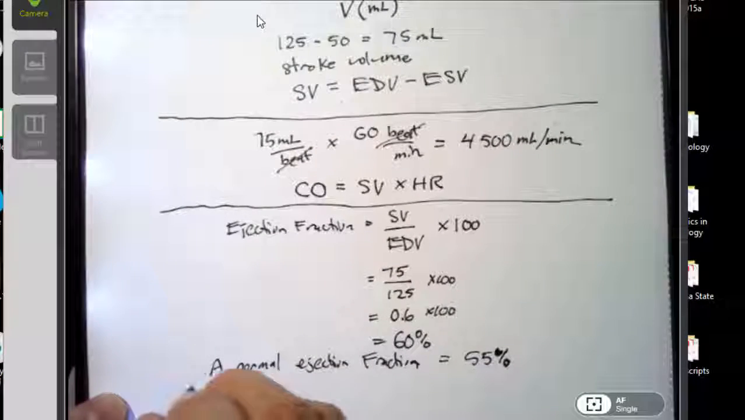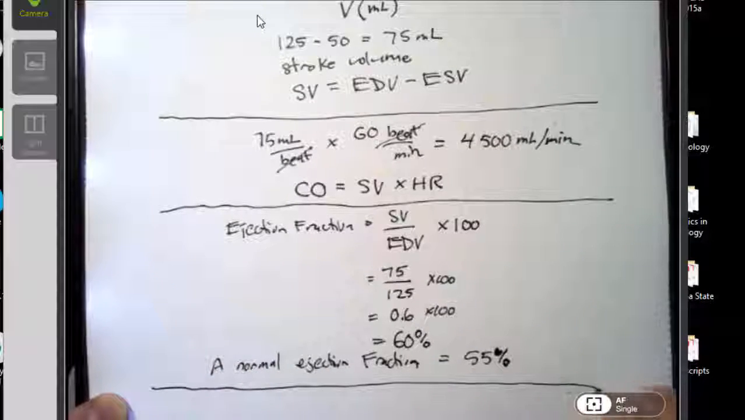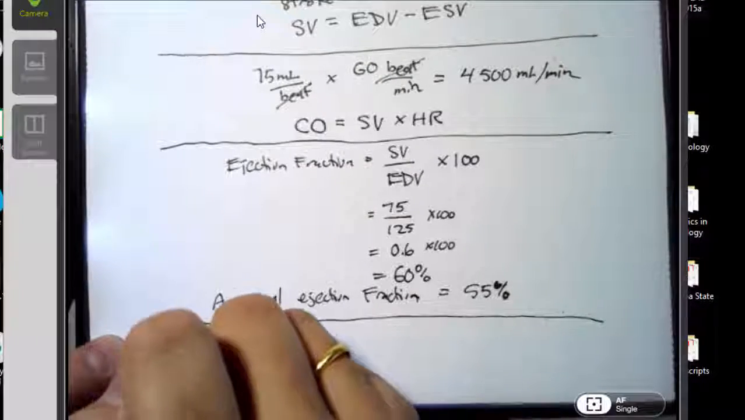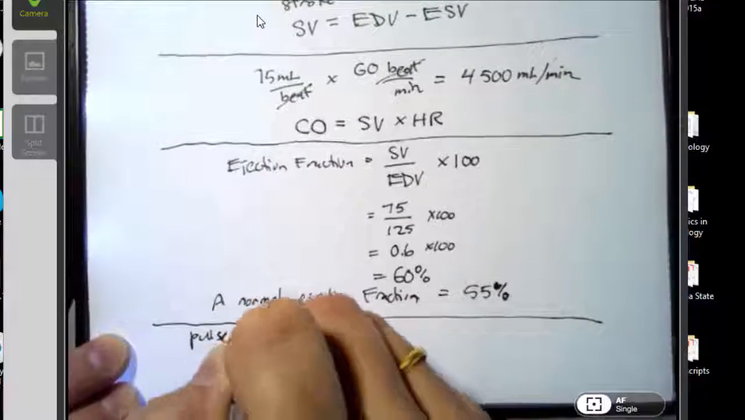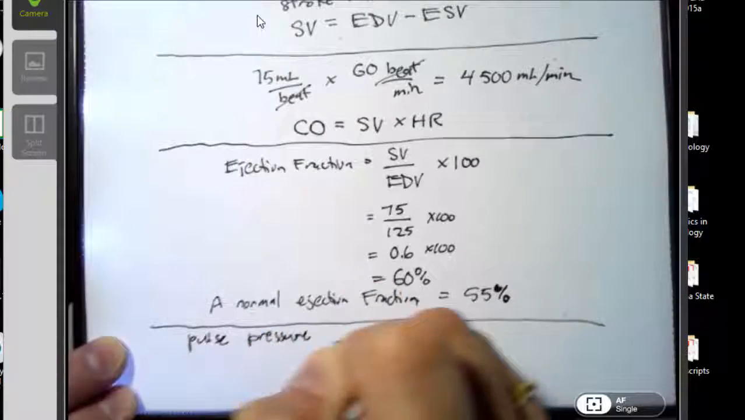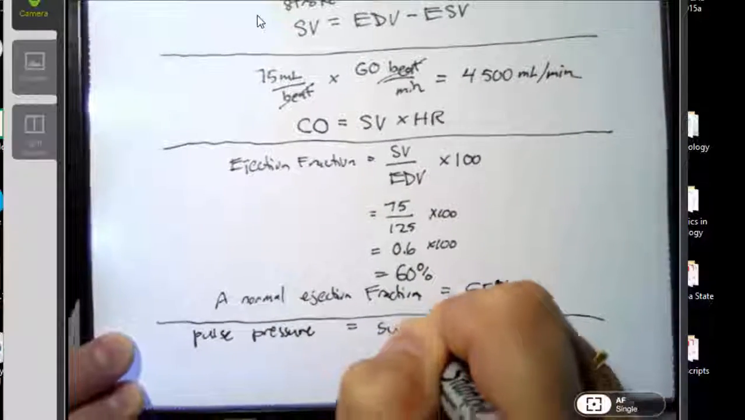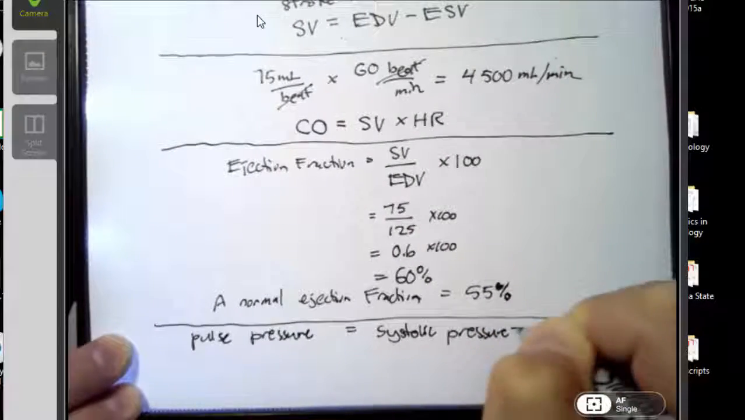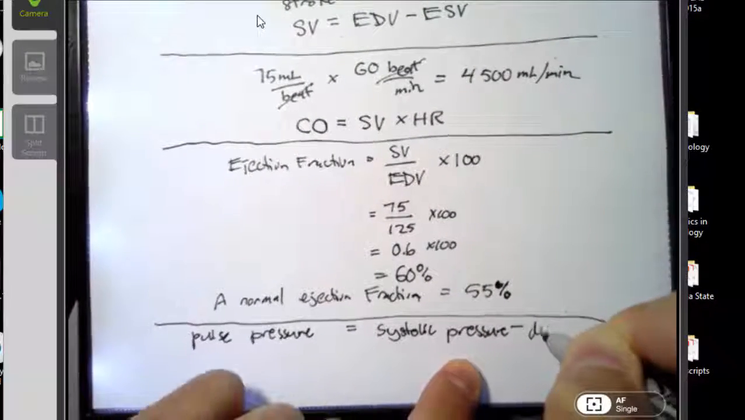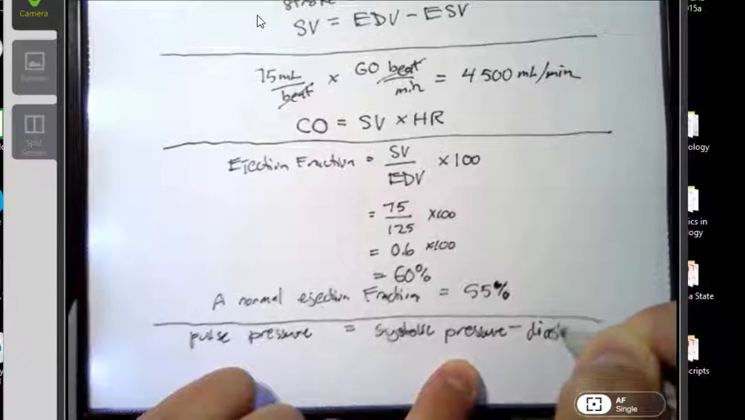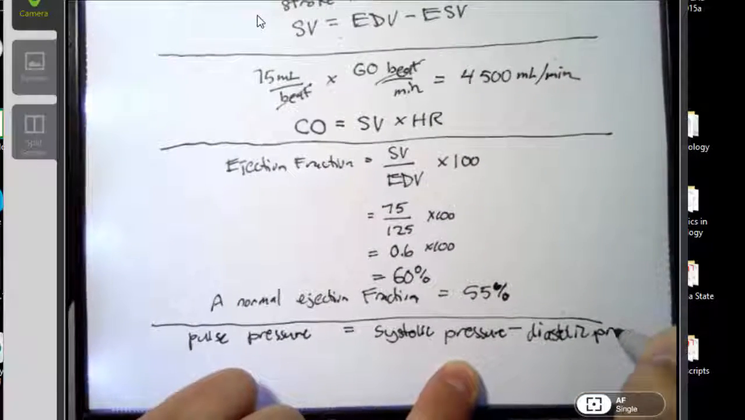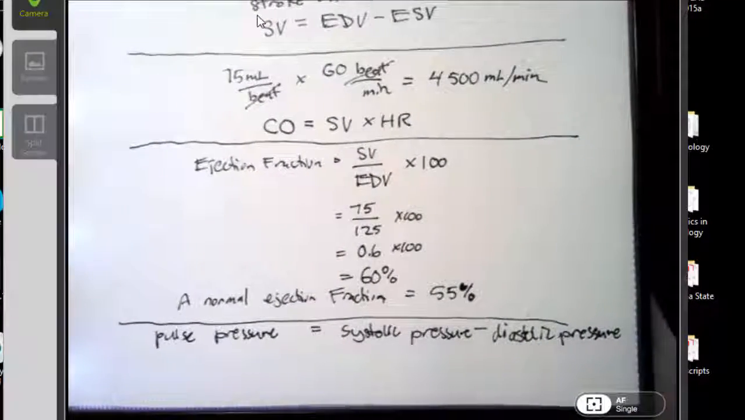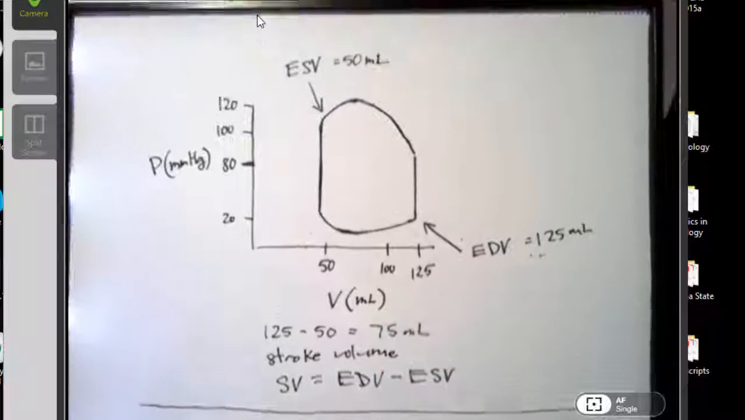One last sort of freebie, very simple thing, but it's a good thing to know, is a thing called the pulse pressure. And this is really quite easy to figure out. It's called the pulse pressure. And that's simply the difference between the systolic pressure and the diastolic pressure. So you simply subtract the diastolic pressure from the systolic pressure. So let's go back to our diagrams.